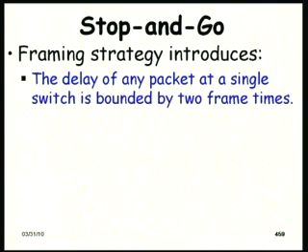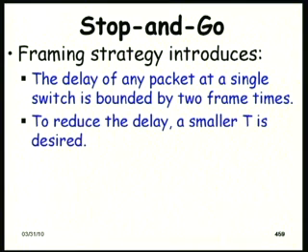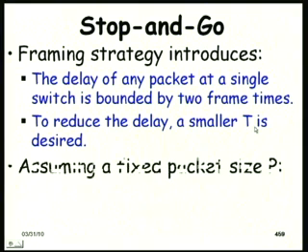So, the one level framing strategy introduces a delay which is bounded by a maximum of 2 frame times, because in the worst case the packet can arrive at the beginning of a frame and the time allotted to it could be at the end of the next frame. In the worst case, the delay of a packet at a switch is bounded by 2T. But see, if T is large, then the delay can be unacceptable for a connection. So, a smaller T is desired.